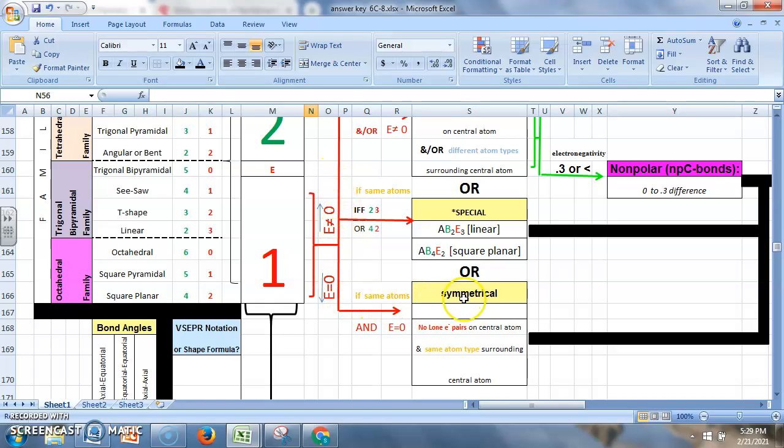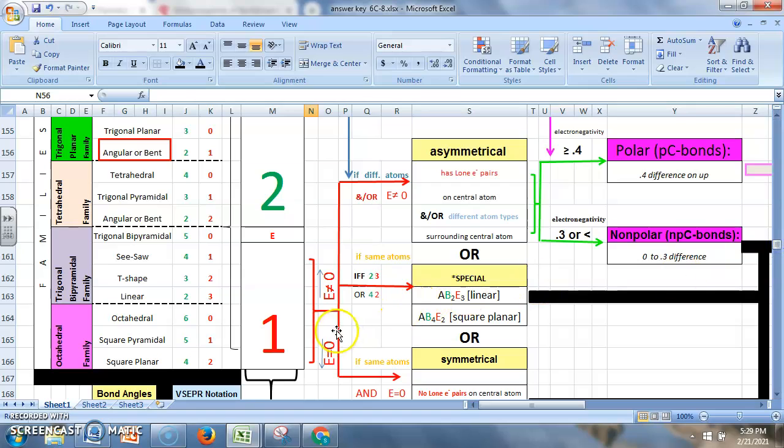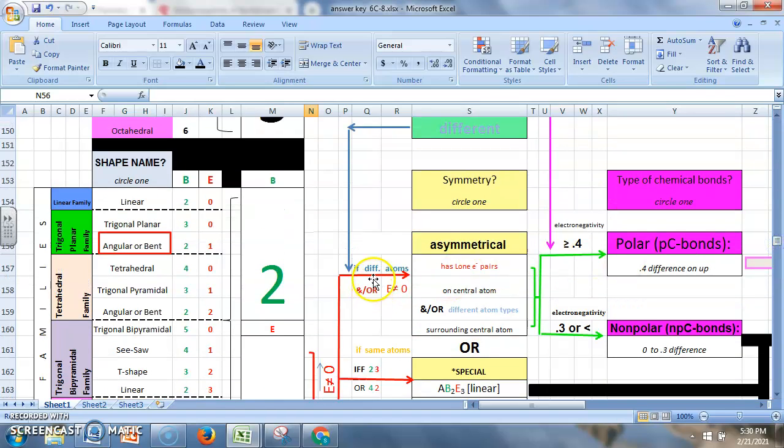All the other ones were 0 and we were heading towards symmetrical. But we did have to check to see if they had the same atom types. So here, we're going up this way. Our E is not 0. Is this a 2, 3, or a 4, 2? If it's a 2, 3, or a 4, 2, we're going to this box. It's not a 2, 3, or a 4, 2, so we're heading up to this box. Boom. No lone pair of 1. That puts us in an asymmetrical shape. It says if it has different atoms or our E is not 0, it's asymmetrical.